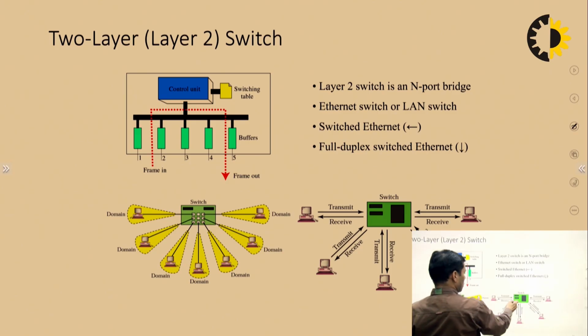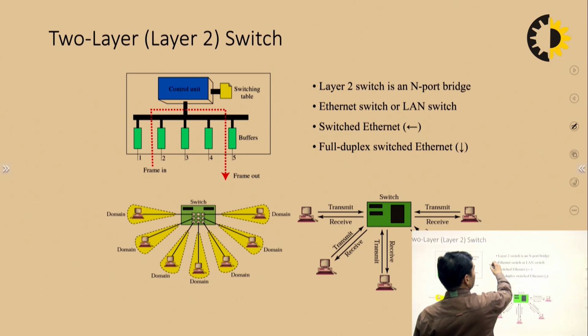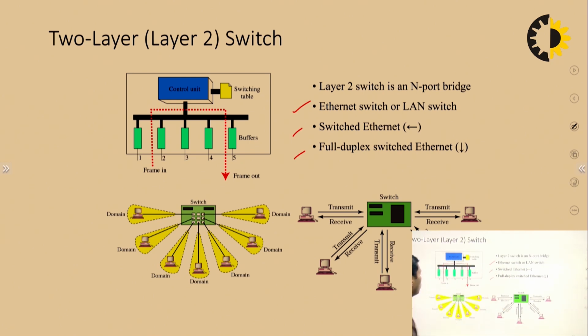This one, 1, 2, 3, 4, 5, as you can switch in the duplex mode, full duplex mode, in Ethernet switch or LAN switch, switched Ethernet, full duplex Ethernet. These are all the examples of this two-layer switch here.